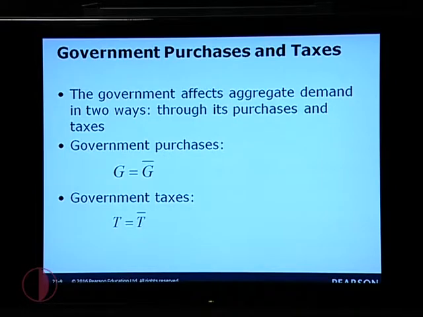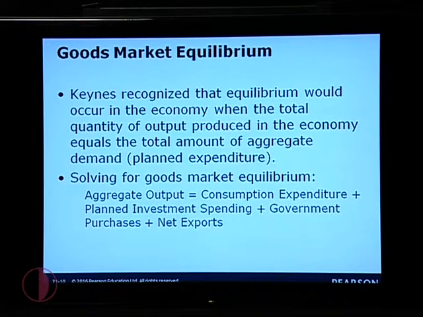Government purchases and taxes. The government affects aggregate demand in two ways: through its purchases and taxes. Government purchases is defined as G equals G bar. Government taxes, T equals T bar. Goods market equilibrium.